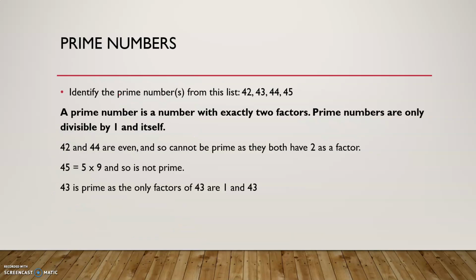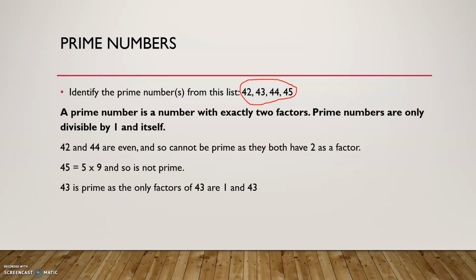Moving on to the next example, which is prime numbers. Again, we're going to look at an example first. It says identify the prime numbers from the list 42, 43, 44, 45. So these are the four numbers, and we have to work out the prime numbers.